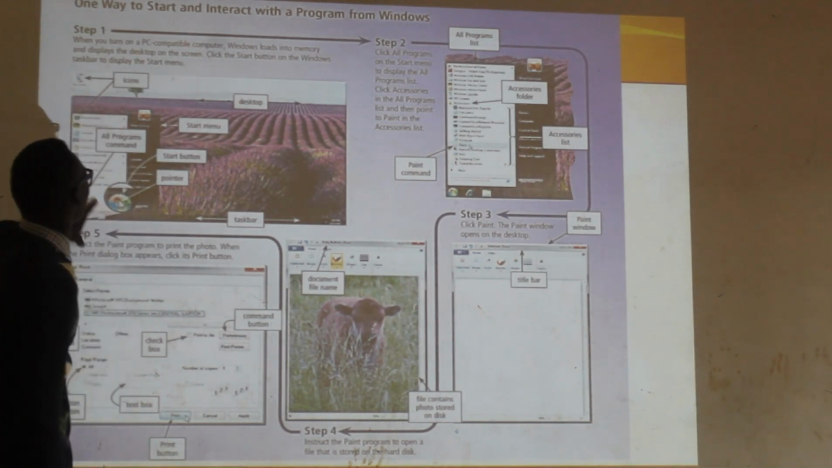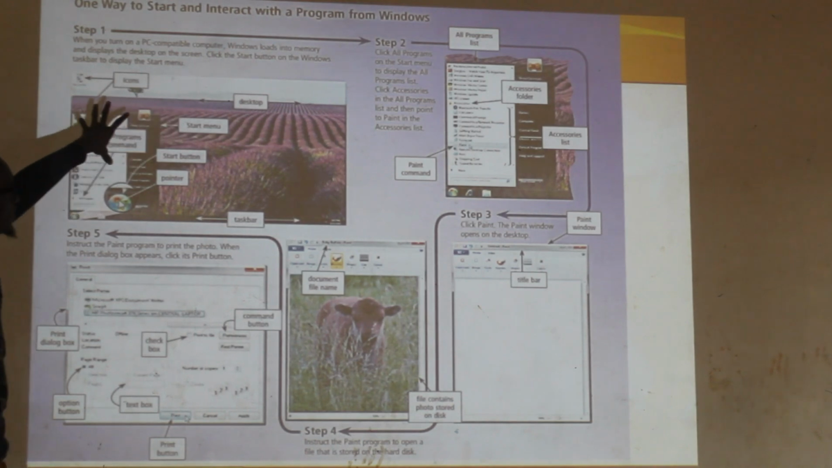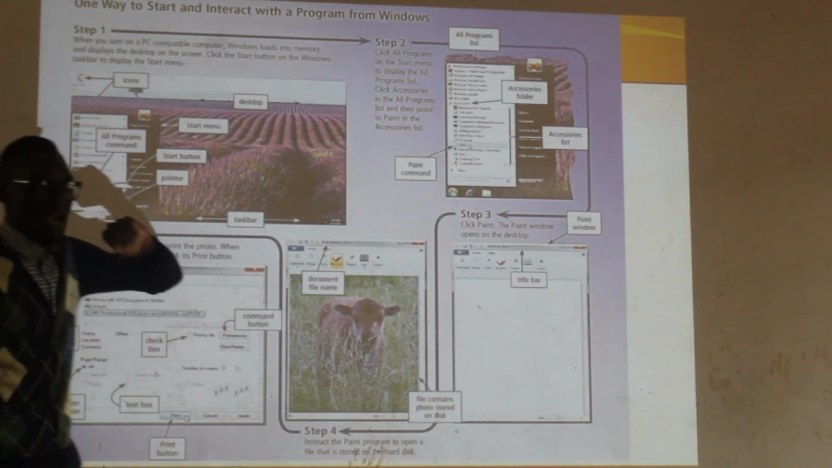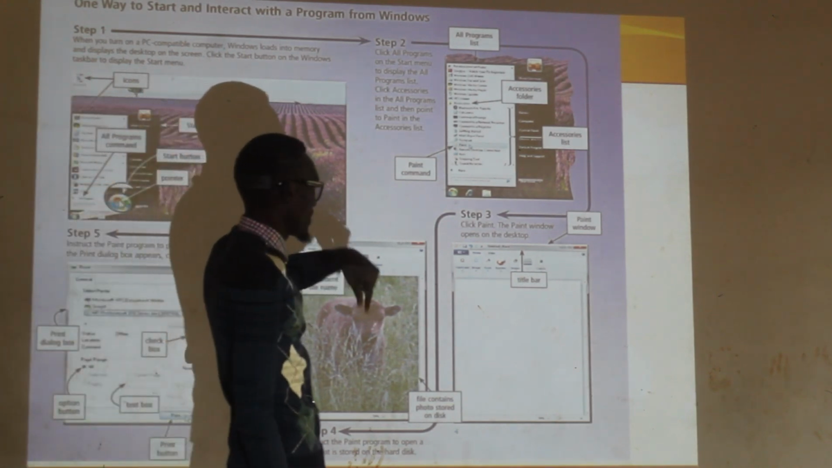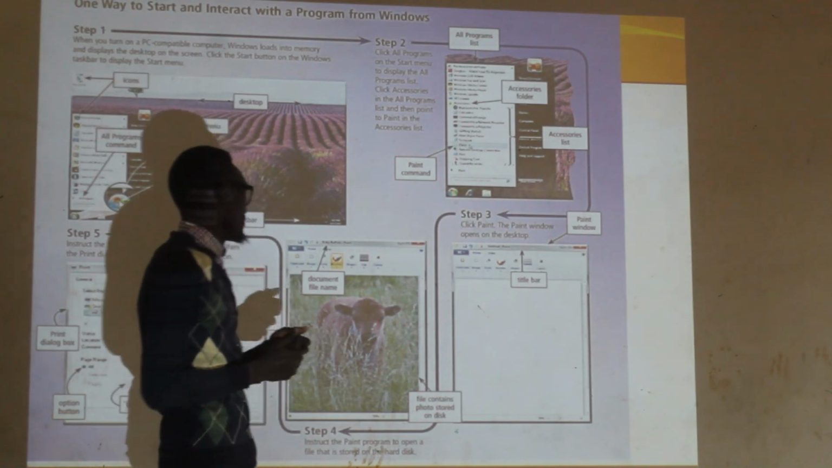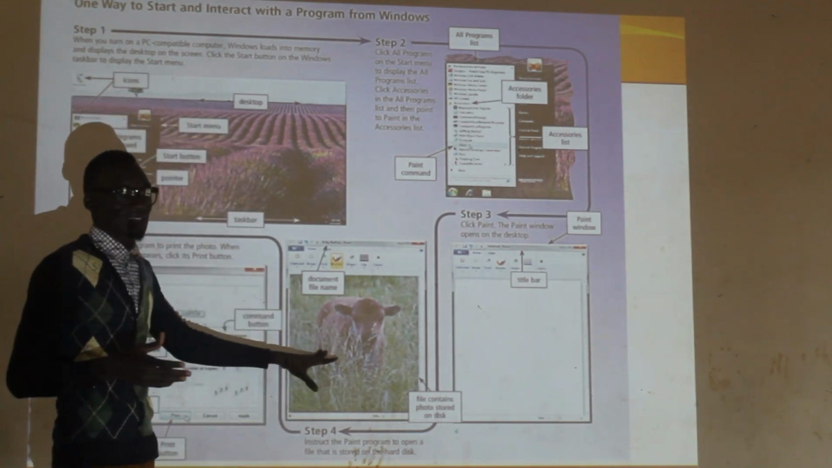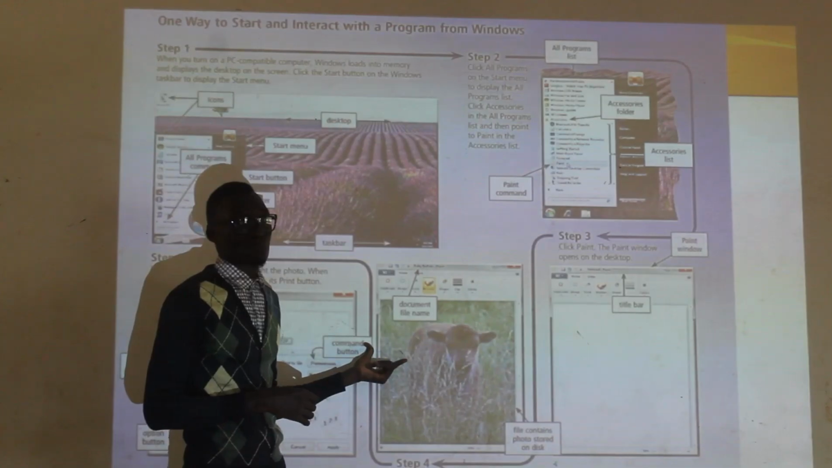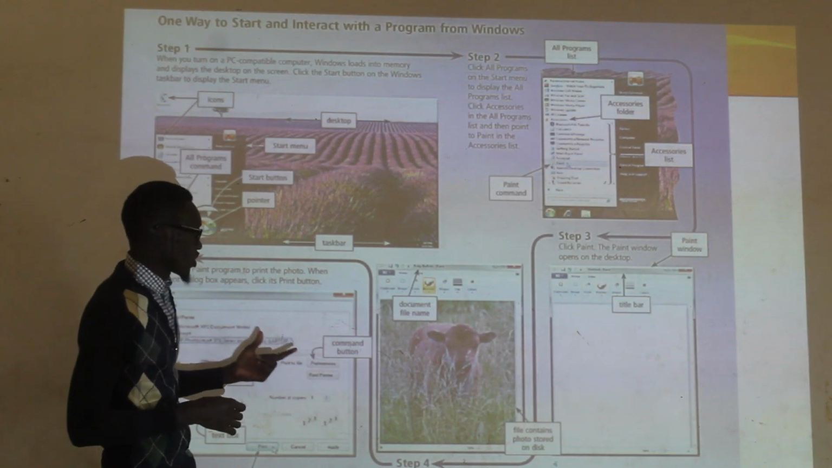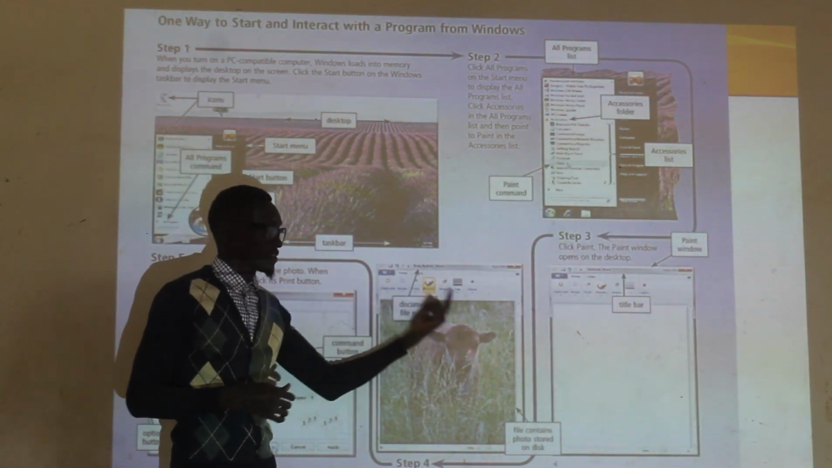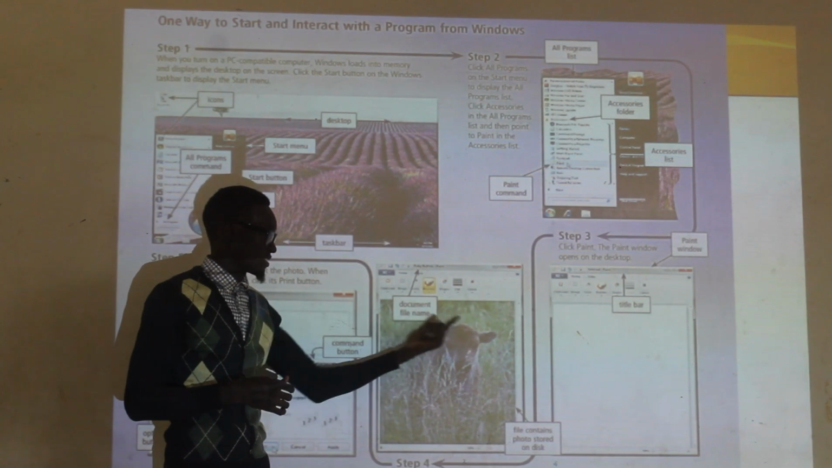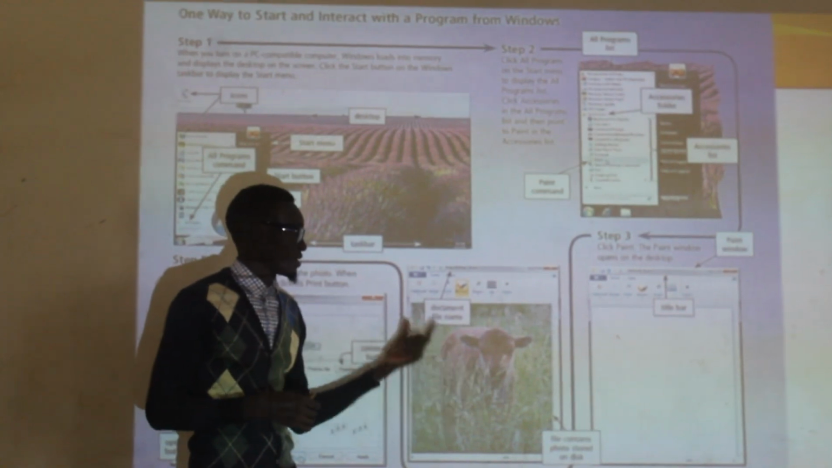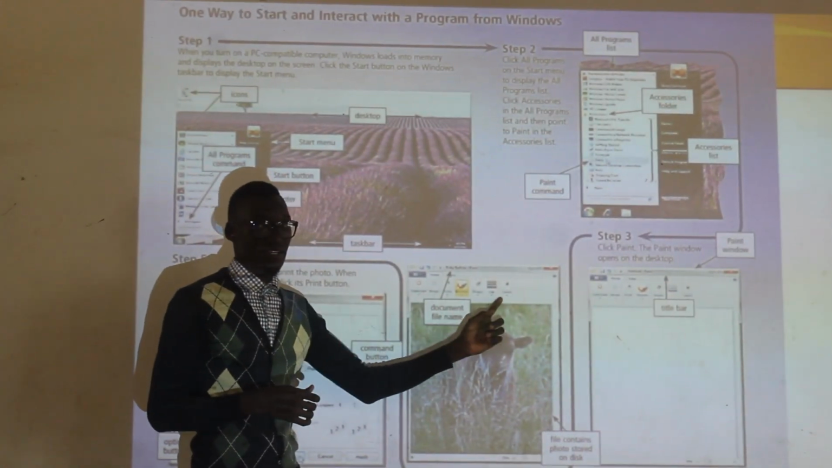Now let's say I want to open the Paint program. We want to open the Paint tool to be able to format an image like you're seeing here. You see that you can perform specific editing on the image that you have copied and pasted inside the application by using the tools that are just above here.